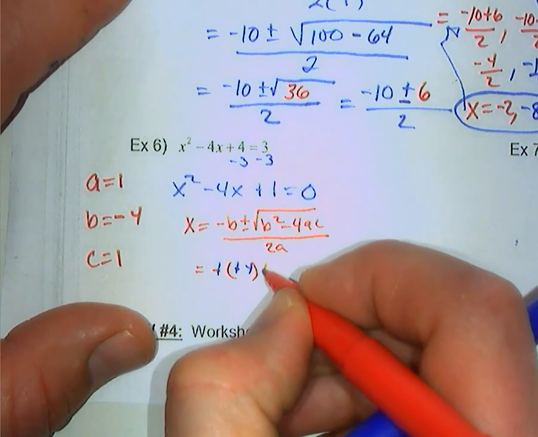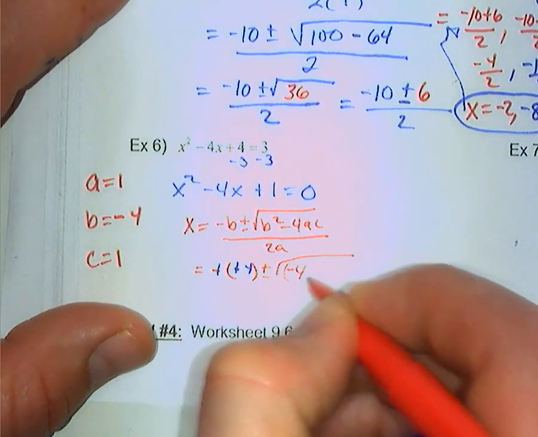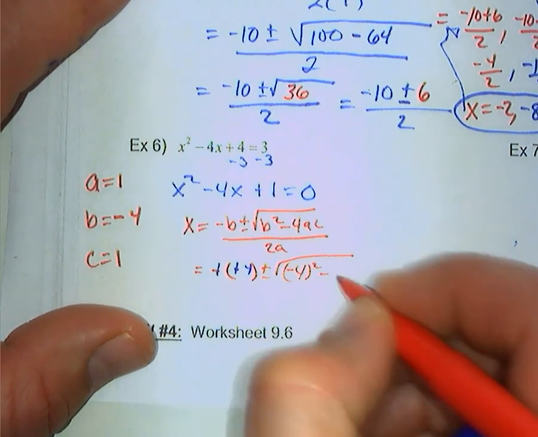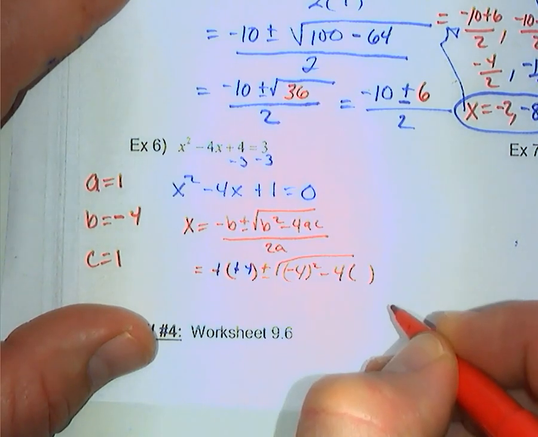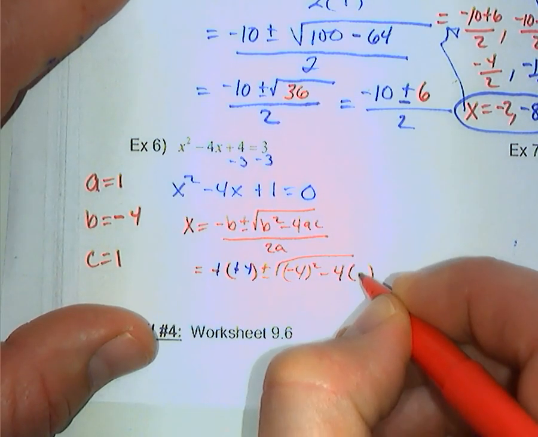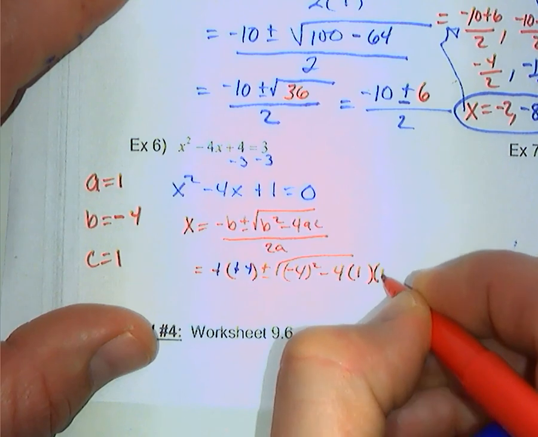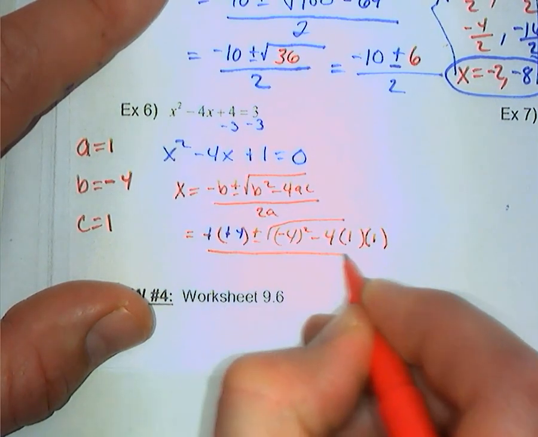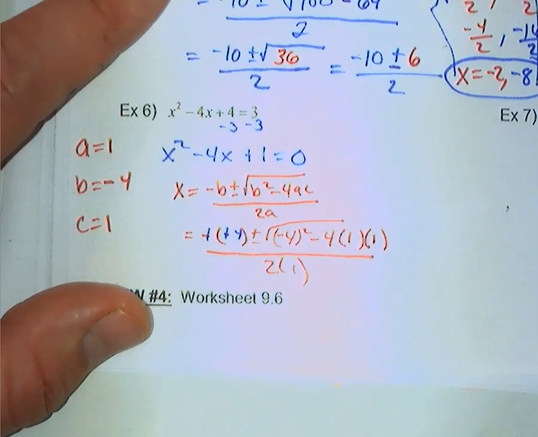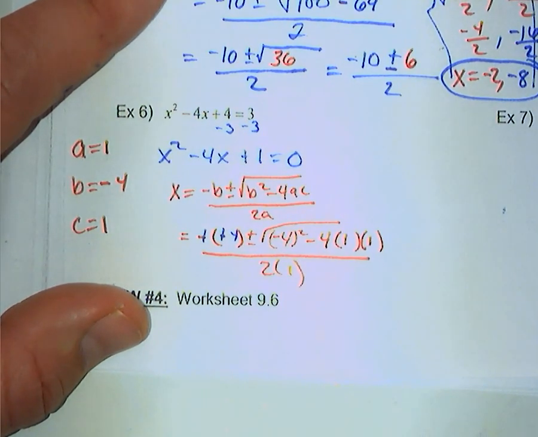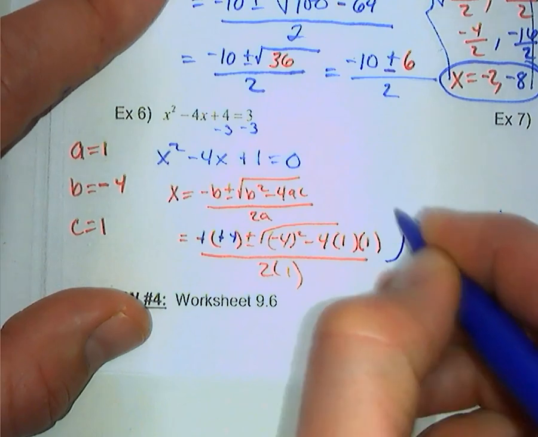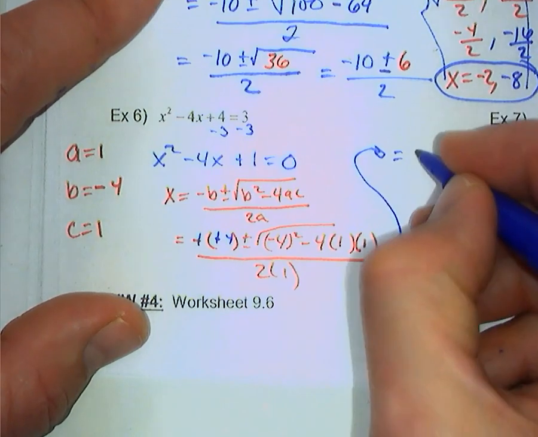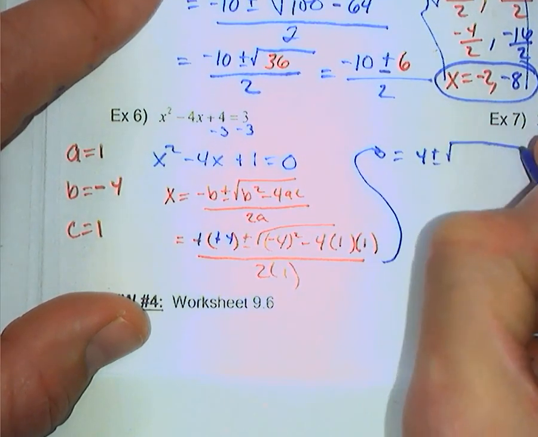Then I have plus or minus negative 4 squared minus 4 times A. What's A? 1, and C, 1. And that's all over 2A. So we have 2 times 1. So far, so good? All right, I'm going to write here. So again, that turns into a positive 4, plus or minus.